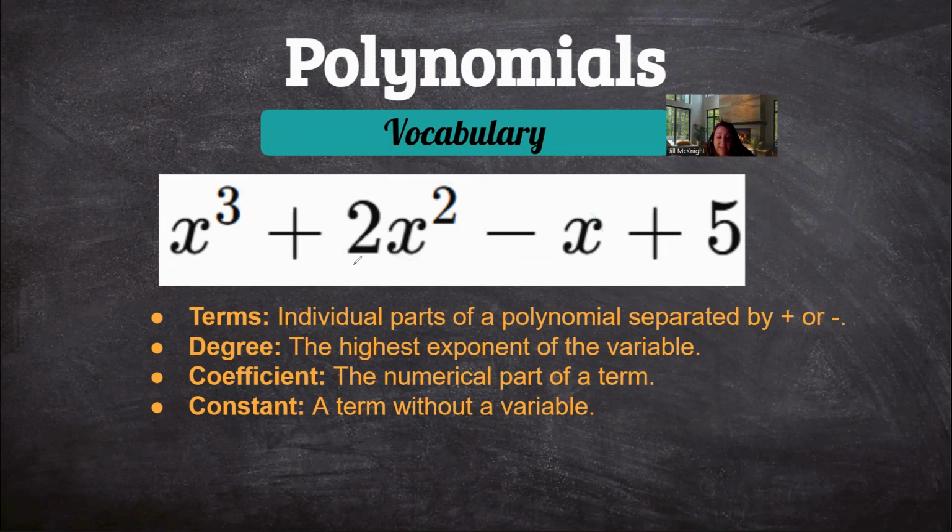The degree is the highest exponent of the variable. So we have all x's here, and the highest exponent is the number 3. So this is the third degree. It's a third degree polynomial.